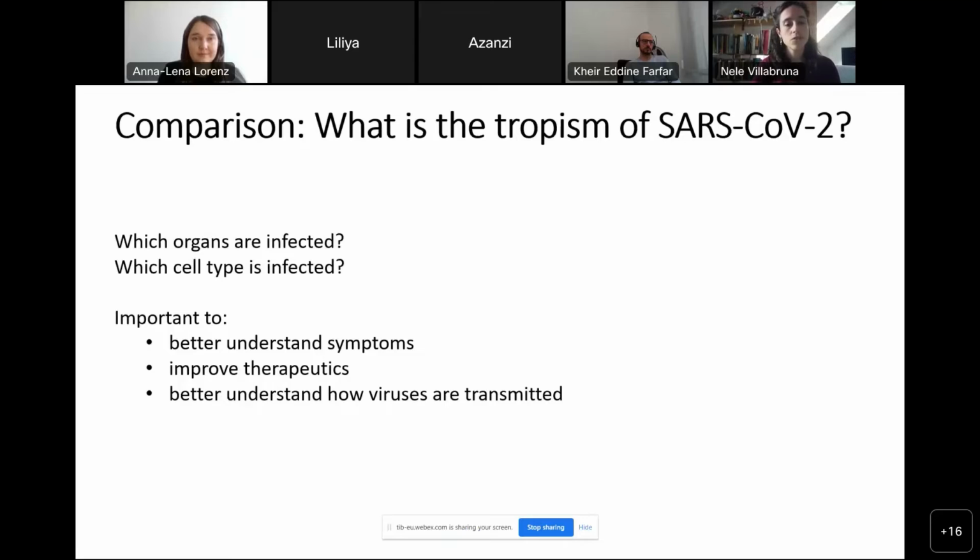Then it's important for drug development, of course, because if you develop a new drug, you need to know which organs need to be targeted. And finally, it's important to understand and maybe to prevent transmission, because if you think that the virus is only transmitted through the airways, then you would try different methods to inhibit this transmission than if you know that, for example, it's also transmitted by stool of infected individuals.